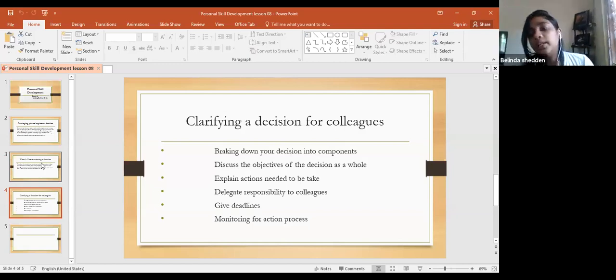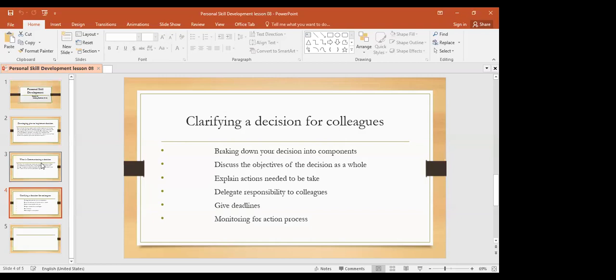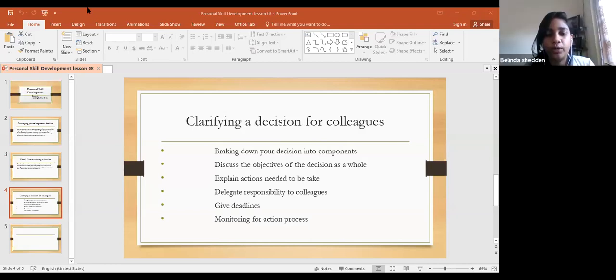Who are the colleagues? A colleague is a person with whom one works in a profession or a business. Yeah, very good. Very good definition, right? So people who work together are called colleagues, right?